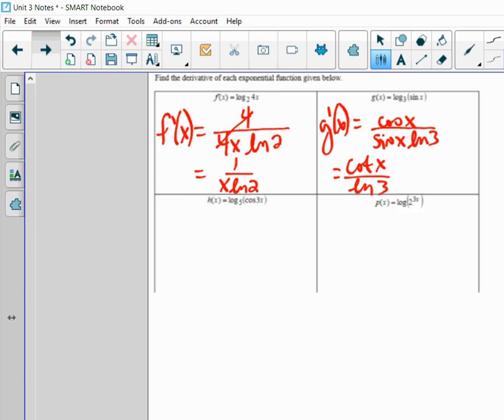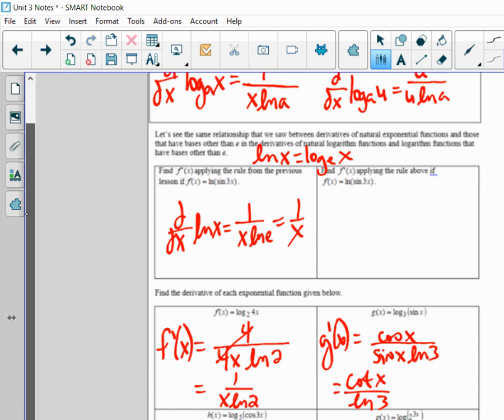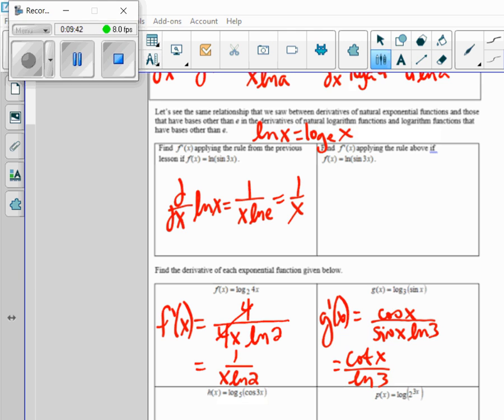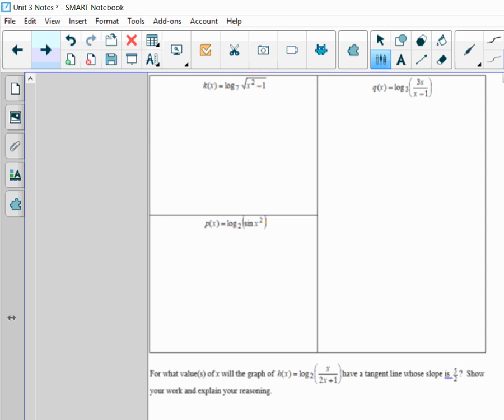What else do I have? Lots of uglier ones, right? Where's my time? 9 minutes. Okay. I'm going to move on to the uglier ones. Gosh. What about a couple of these with quotient rule and lots of messy here?